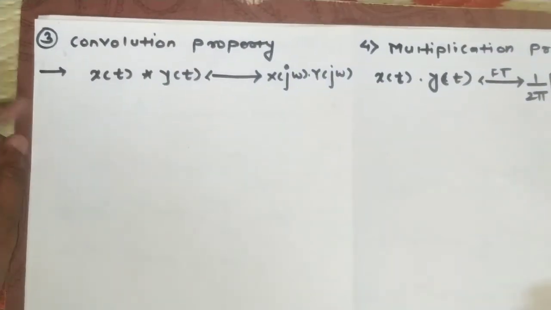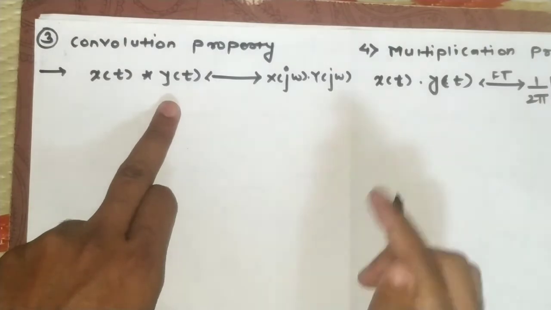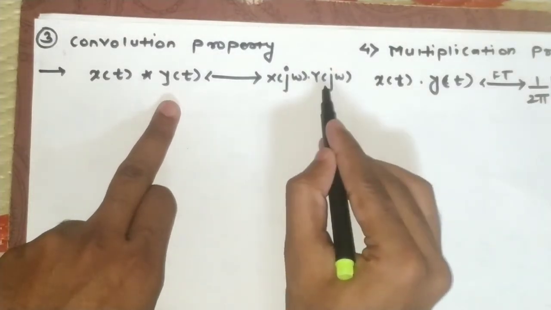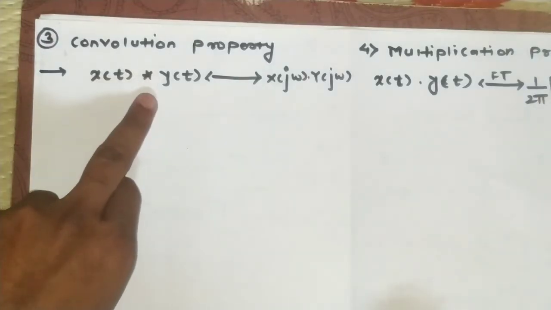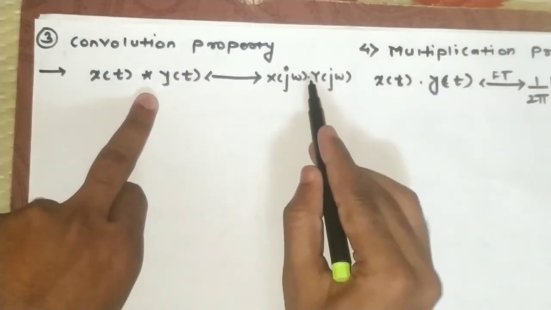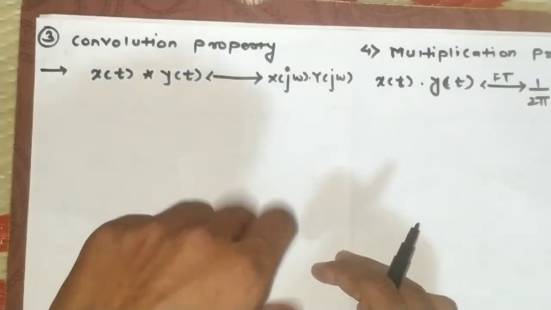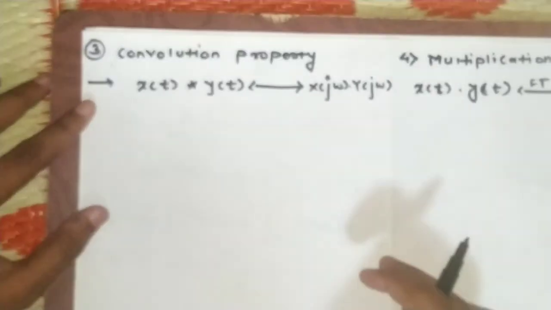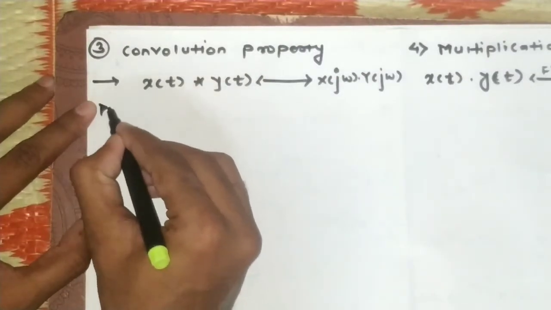The statement is: convolution of two signals in the time domain becomes multiplication in the frequency domain. Remember, this is a quite important property: convolution in the time domain always equals multiplication in the frequency domain, and therefore it is always preferred to switch from the time domain into the frequency domain.